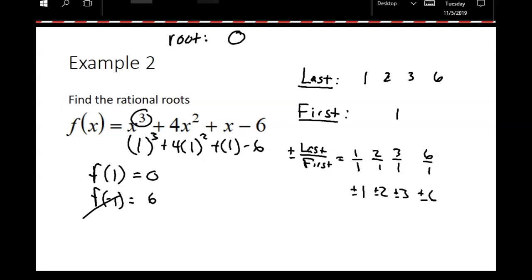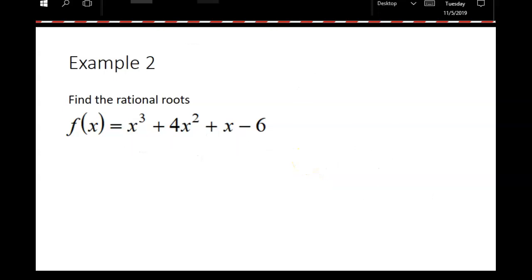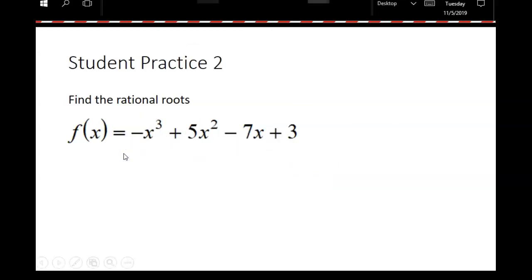What I do want you guys to do is I'd like you to do the first few steps here where you find your factors of your last term, factors of your first, find your possible roots, and see if you can find at least one root of the following polynomial. Okay? Student practice. There you go. Let's see what you guys have gotten.